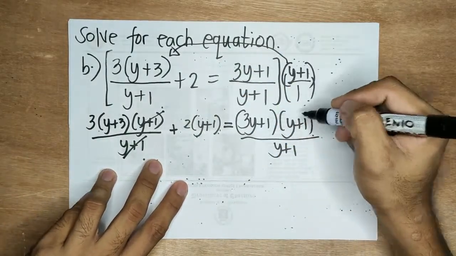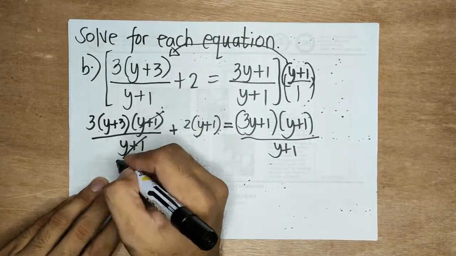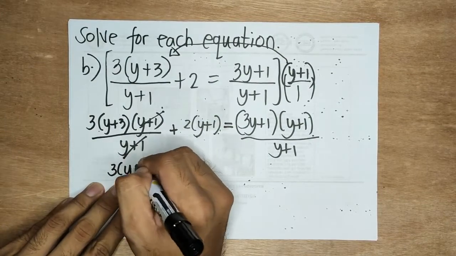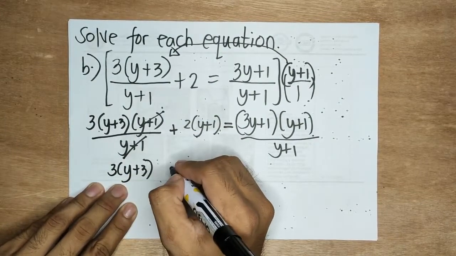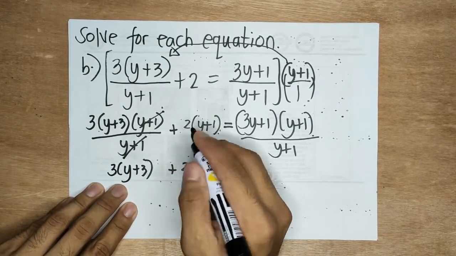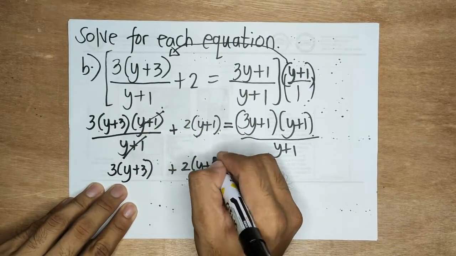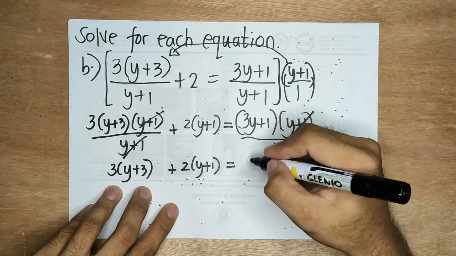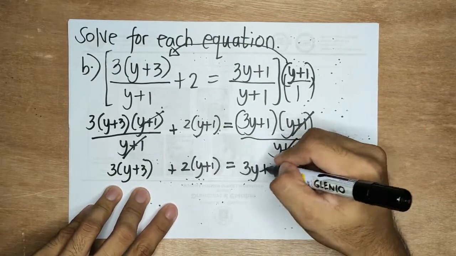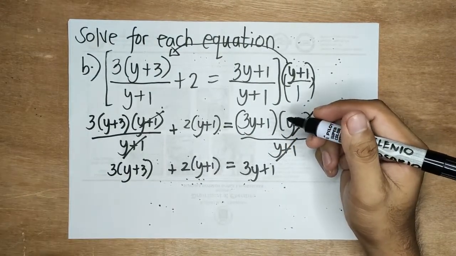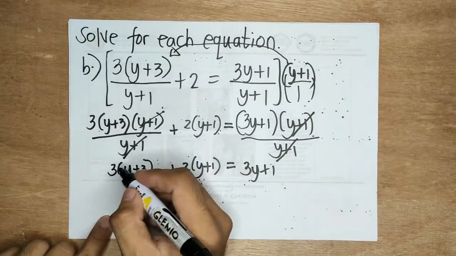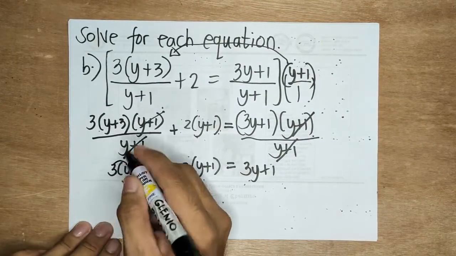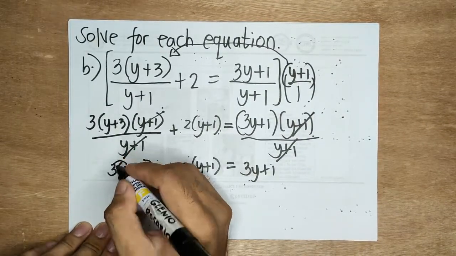Okay? So, since na-cancel na yan, ang naiwan ay 3 times y plus 3 plus 2 times y plus 1 is equal to, na-cancel na rin ito. We have, ang naiwan ay 3y plus 1. Distributing 3 to all the terms inside the parenthesis, we have 3 times y is 3y, 3 times 3 is 9.